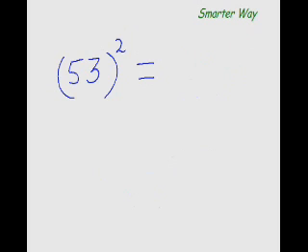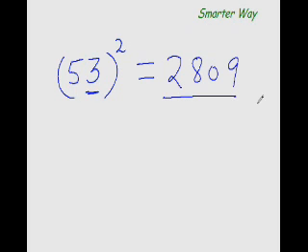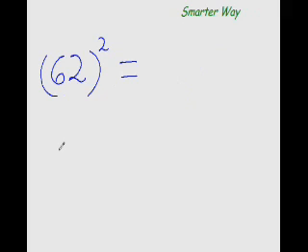So now you find out what is the square of 53. Okay. So 53 is 3 more than 50. So add that 3 to 25, that is 28. And the square of 3 is 9. So 09. This is your answer. Isn't that easy and effective? So tell me, what is the square of 62?